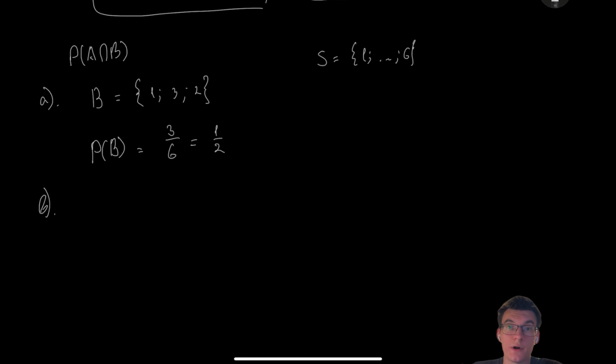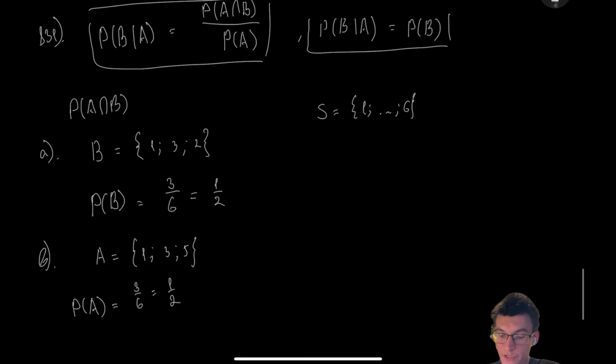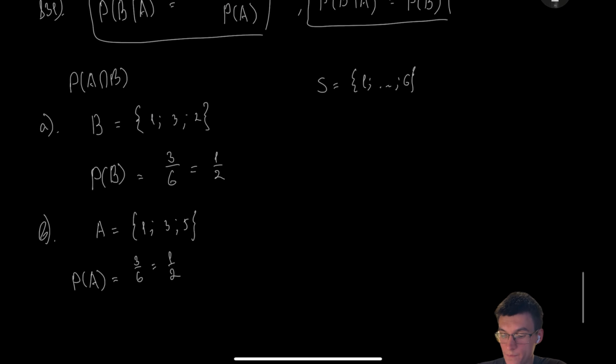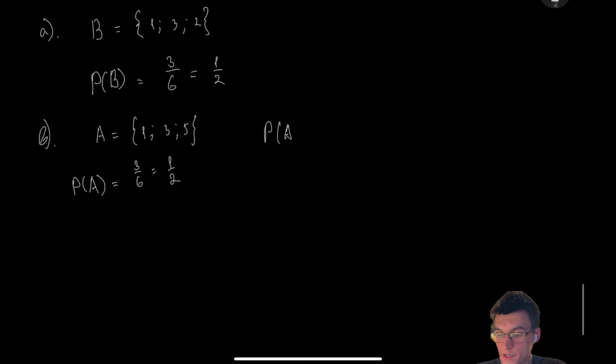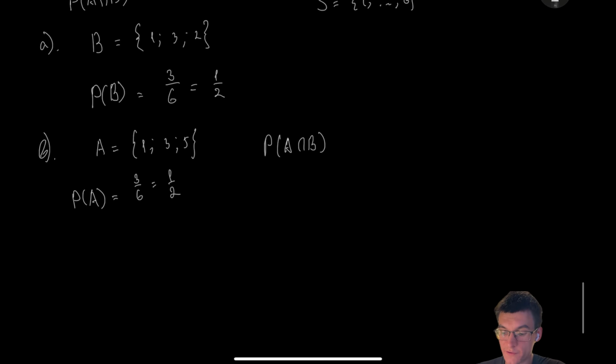Now let's find the probability that the result is less than 4, given that the result is an odd number. Let event A be the event of getting an odd number, which includes 1, 3, and 5 from our sample space. The probability of this event equals 3 over 6, which equals 1 over 2. Based on our formula, we just need to find the probability of the two events A and B happening simultaneously. How can we find this? We just need to find the intersection of two sets.